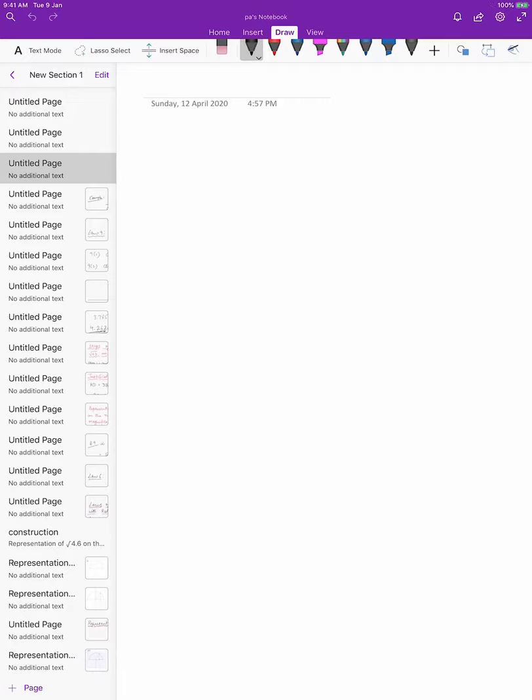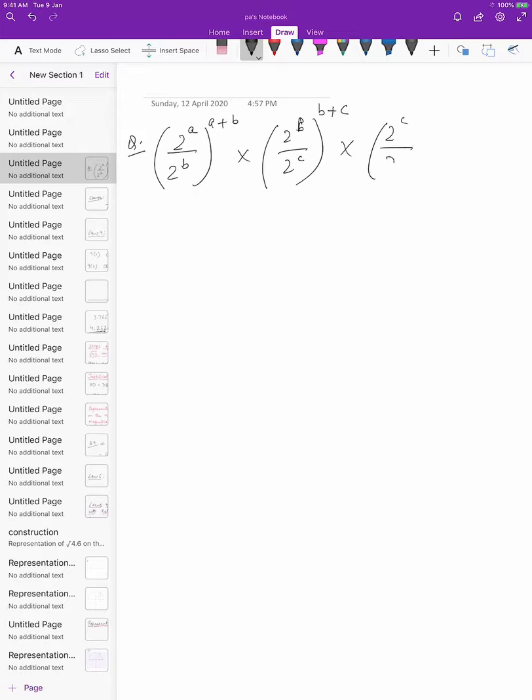Suppose I take 2 raised to the power a upon 2 raised to the power b whole raised to the power a plus b, into 2 raised to the power b upon 2 raised to the power c whole to the power b plus c, into 2 raised to the power c upon 2 raised to the power a whole to the power c plus a. Now I have to show that this entire thing comes out to be equal to 1. So let's start with the LHS, left hand side. RHS is only 1. After simplifying LHS, we should get the answer equal to 1.